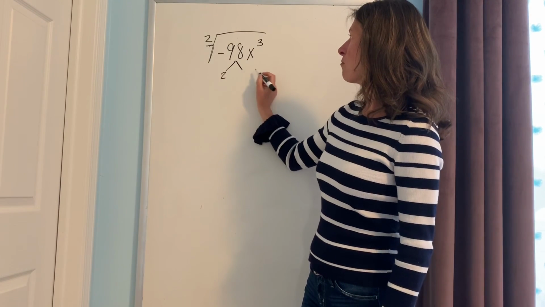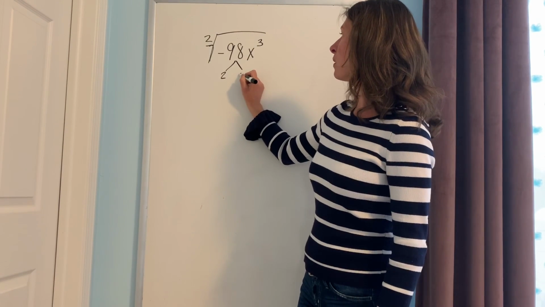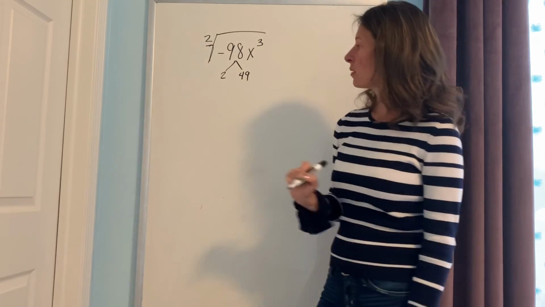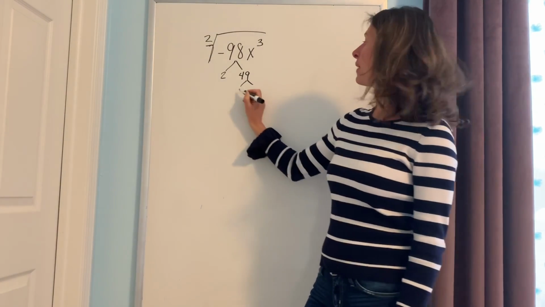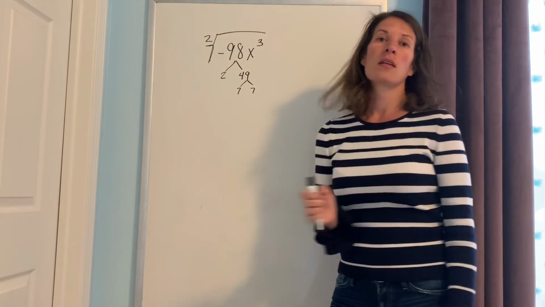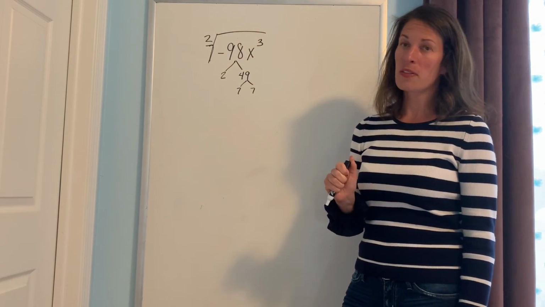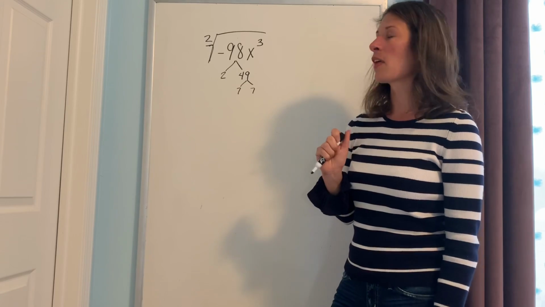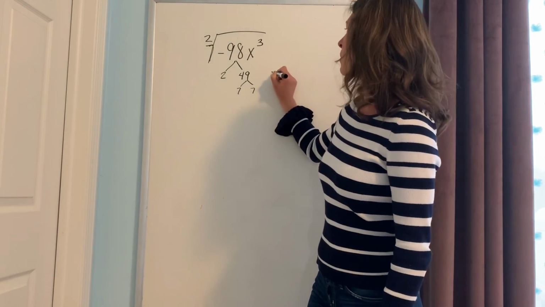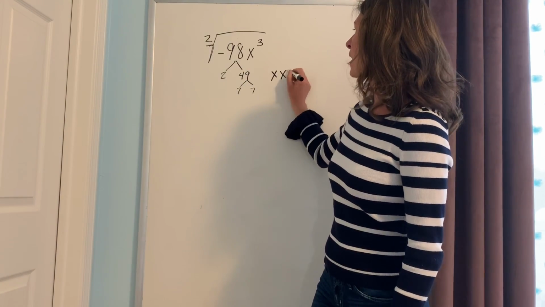So it's, what is that, 49. And then I know that 49 is a perfect square, 7 times 7. If you don't remember that, look at your factor sheet. I think that I've uploaded that to the website. And then also remember that x cubed means that I have 3 x's.